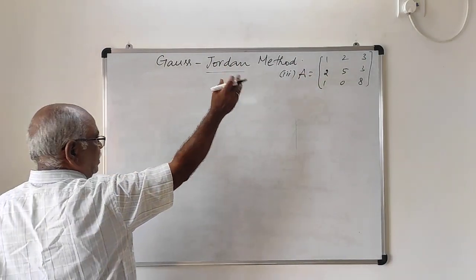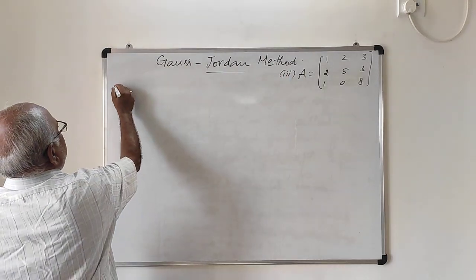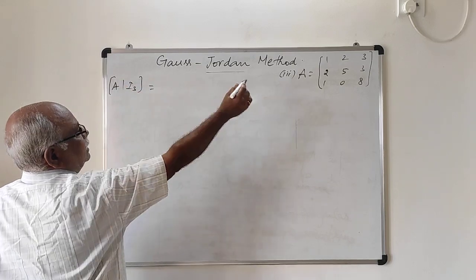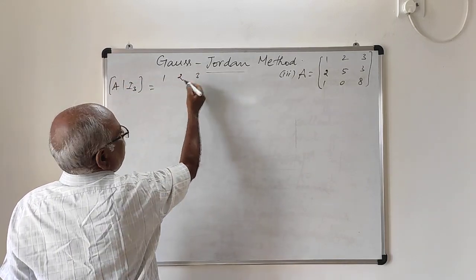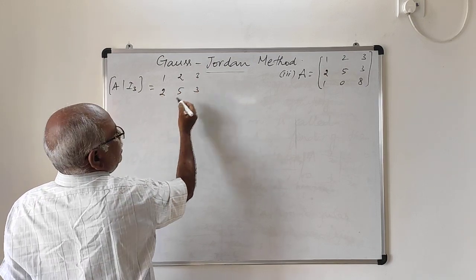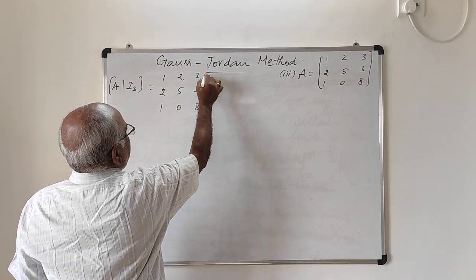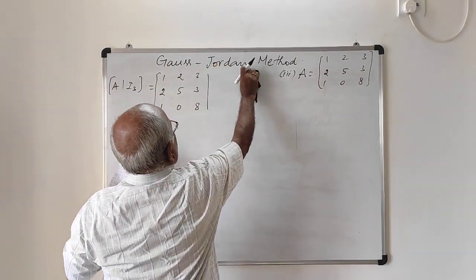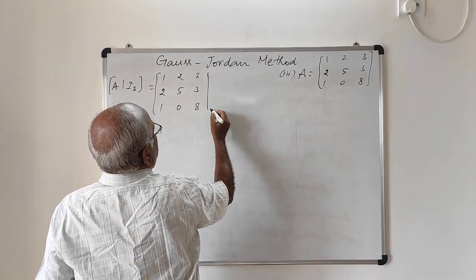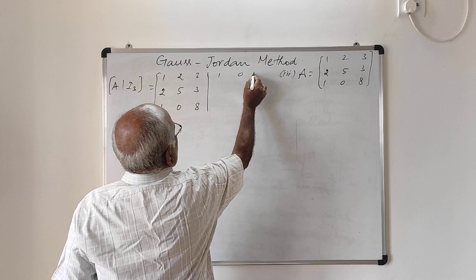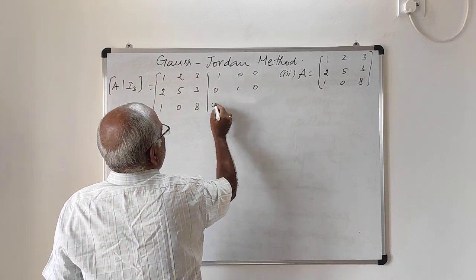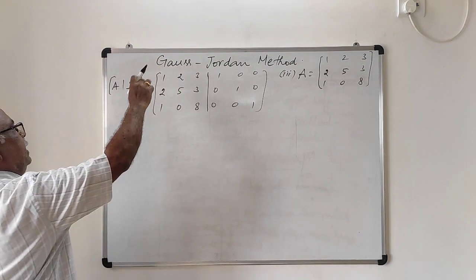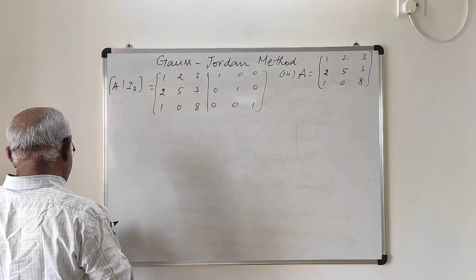You augment this matrix A with the corresponding identity matrix I3. So A augmented with I3 is 1 2 3, 2 5 3, 1 0 8, augmented with the corresponding identity matrix 1 0 0, 0 1 0, 0 0 1. Okay. Now already the first element is 1.